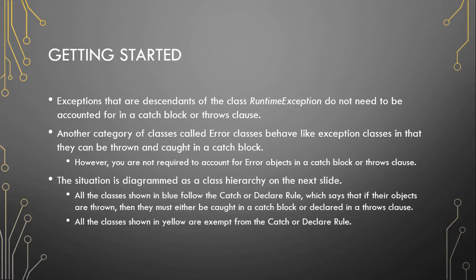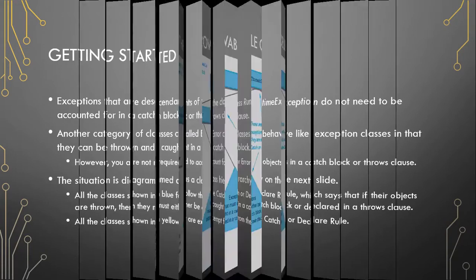Now, the situation is diagrammed as a class hierarchy on the next slide. You'll notice that all the classes shown in blue follow the catch or declare rule, which says that if their objects are thrown, then they must either be caught in a catch block or declared within the throws clause. All the classes shown in yellow are exempt from that catch or declare rule.